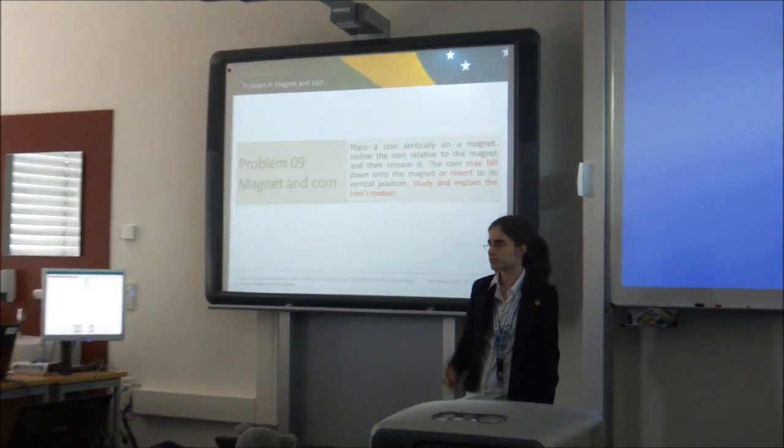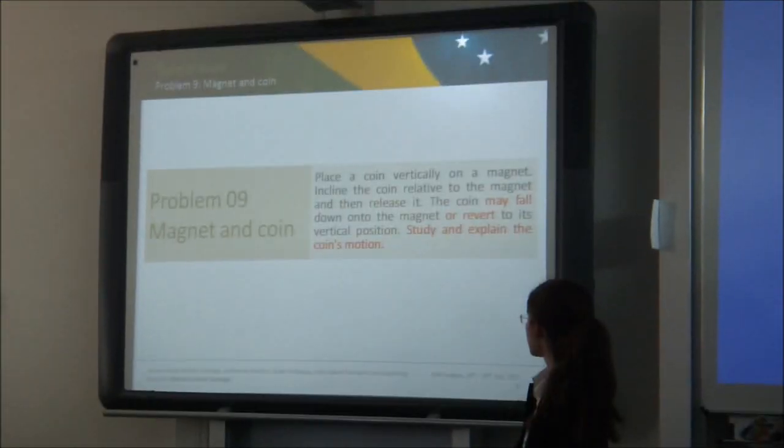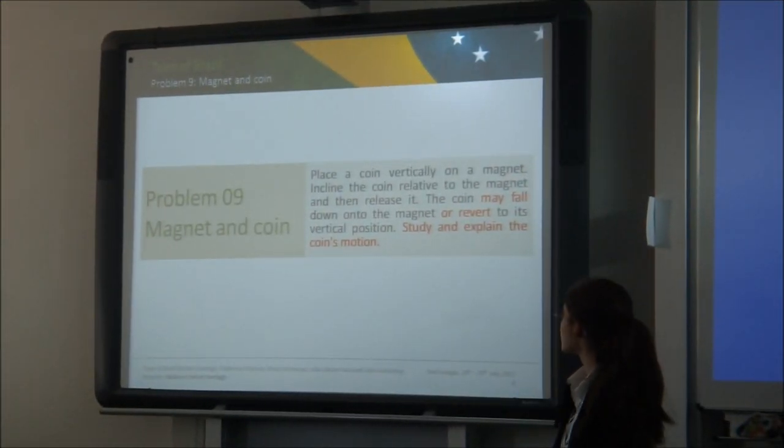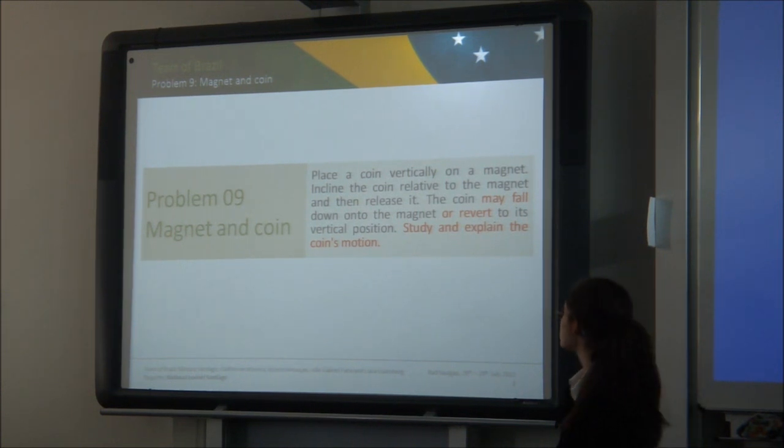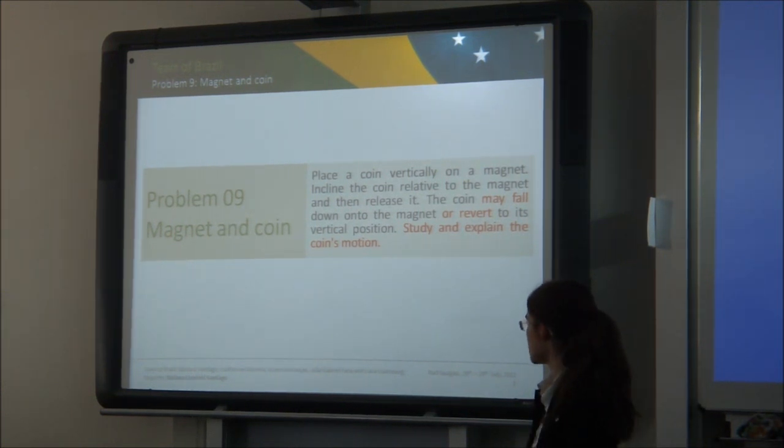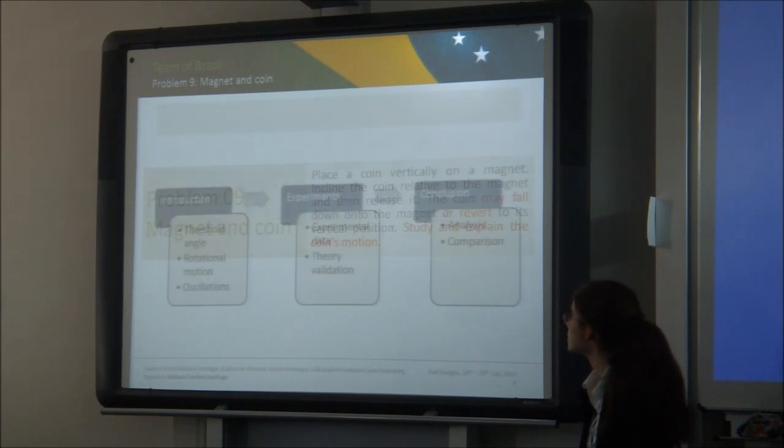So first, I'd like to read the problem. Place a coin vertically on the magnet. Incline the coin relative to the magnet, and then release it. The coin may fall down onto the magnet or revert to its vertical position. Study and explain the coin's motion.